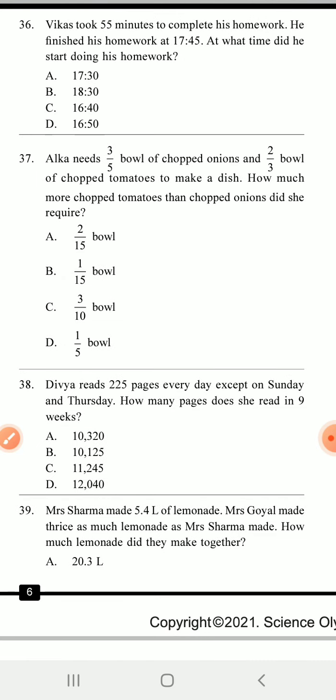Alka needs 3/5 bowls of chopped onion and 2/3 bowls of chopped tomato to make a dish. How much more chopped tomato than onion did she require? So subtract the values, and you can get the answer, 37. B is the answer.